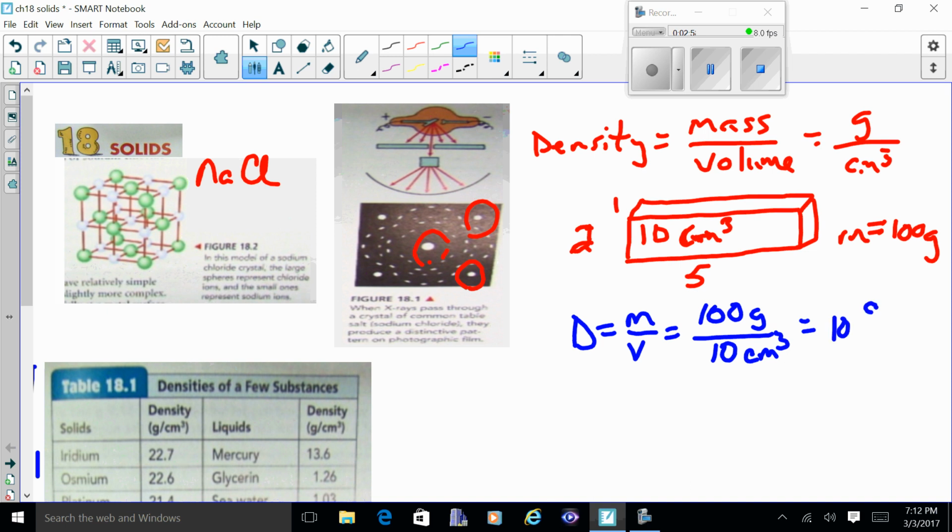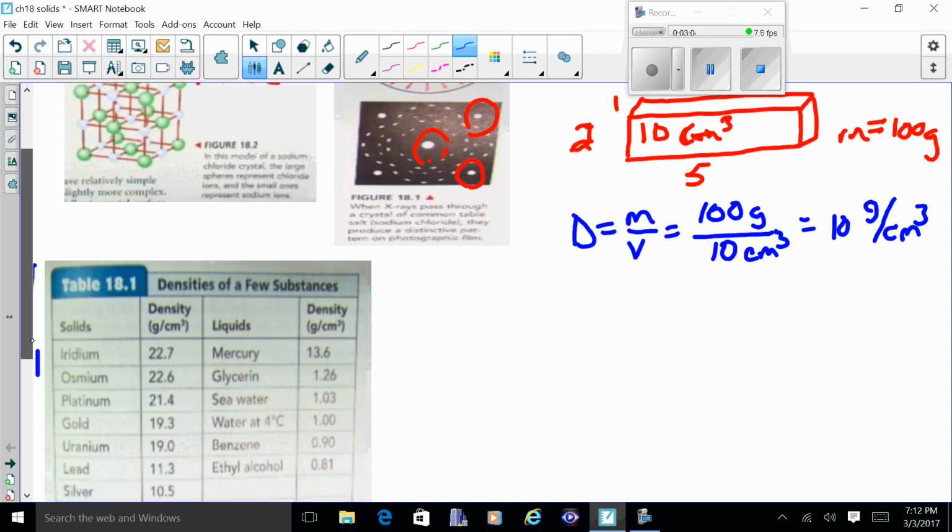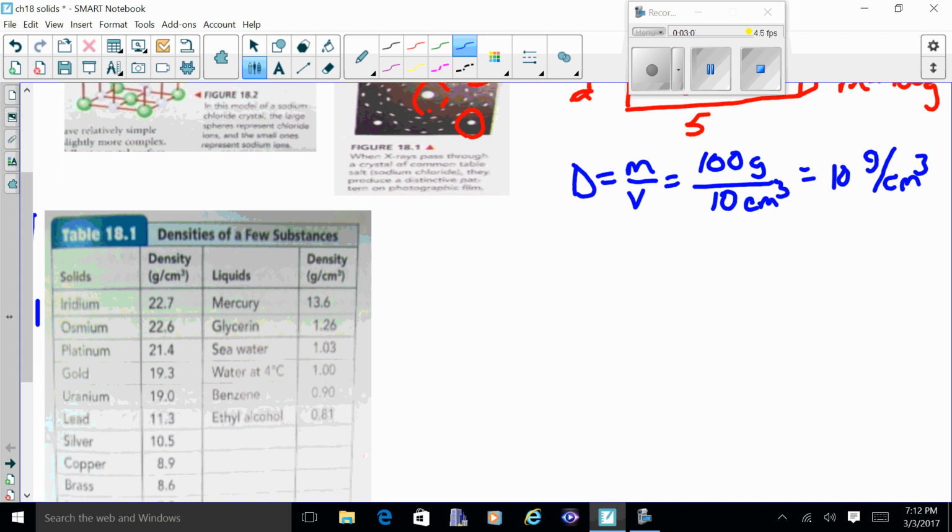Well, if I wanted to find out what material that was made of, I can simply look at a chart like you see over here. And if you look really closely, silver has a density of about 10.5. So I could possibly say that this block here, if it looks silver, had a lot of silver in it. Okay, so that's what we're going to be doing in lab.